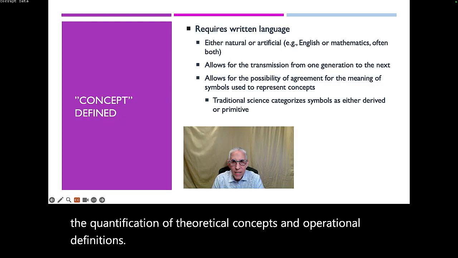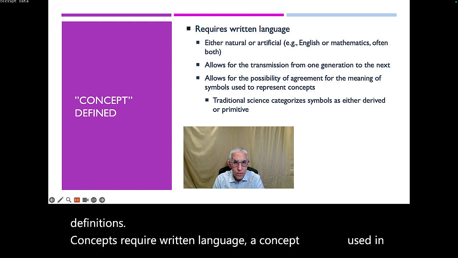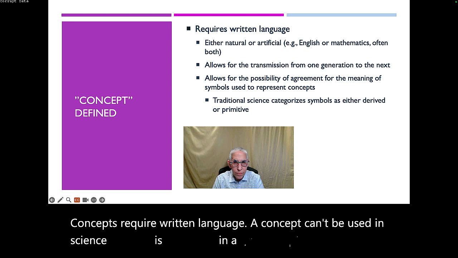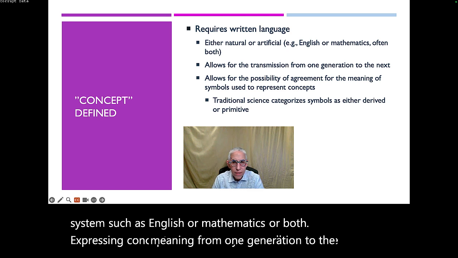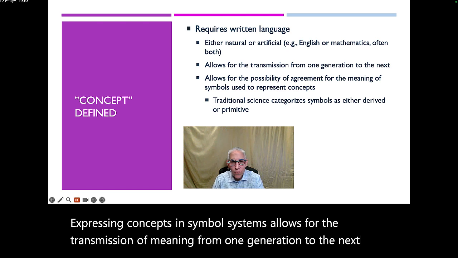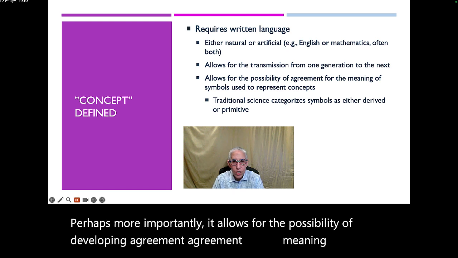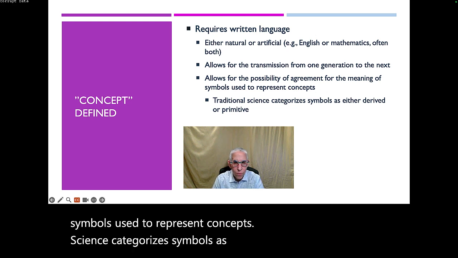Concepts require written language. A concept can't be used in science unless it is expressed in a natural or artificial symbol system, such as English or mathematics, or both. Expressing concepts in symbol systems allows for the transmission of meaning from one generation to the next. Perhaps more importantly, it allows for the possibility of developing agreement for the meaning of the symbols used to represent concepts. Traditional science categorizes symbols as either primitive or derived.